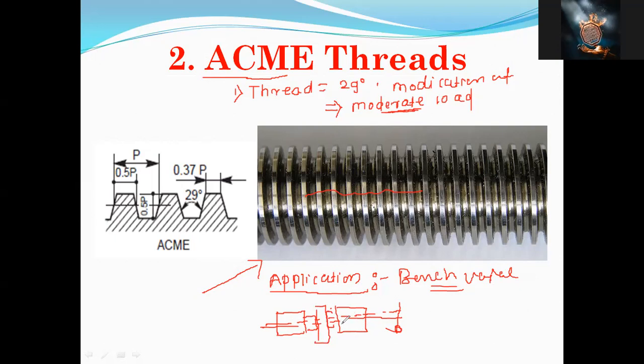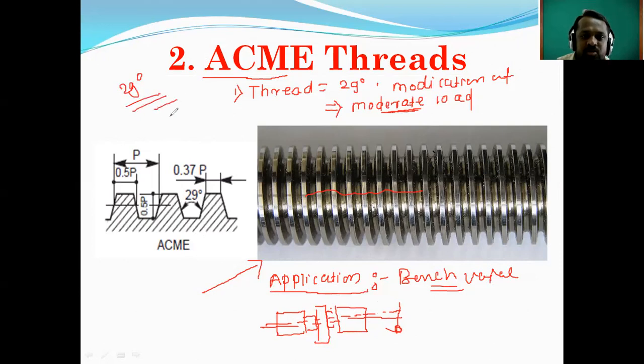In that bench vice, whatever screw is used for forward and backward movement, on that screw we are using the ACME thread. That point you are taking. Understood? The thread angle should be 29 degree. It is used for moderate load, it is the modification of the square thread, and the application of that ACME thread is usually the bench vice.